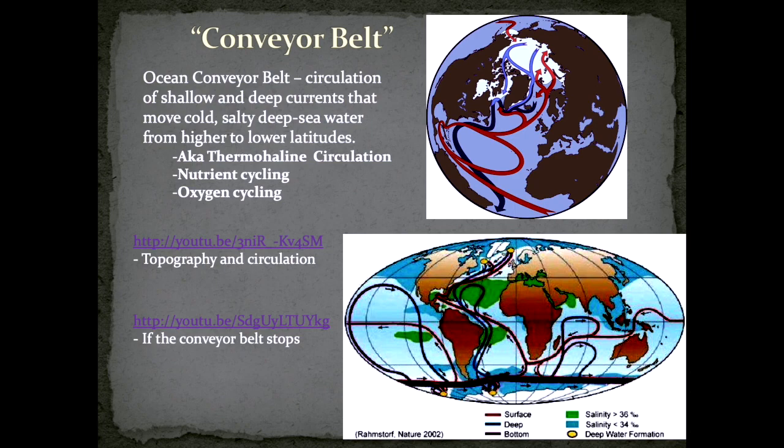This conveyor belt of heat and energy transfer throughout all of the Earth's oceans is also known as the thermohaline circulation pattern. Thermo meaning heat, haline meaning salt. Again, the salt and temperature really determine the density and which direction that water is going to be moving. The conveyor belt is also very much responsible for nutrient cycling throughout the oceans, as well as oxygen cycling. Remember, what sits at the base of the ocean food web? The plankton. The plankton rely on this conveyor belt.